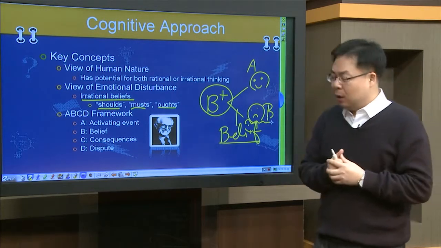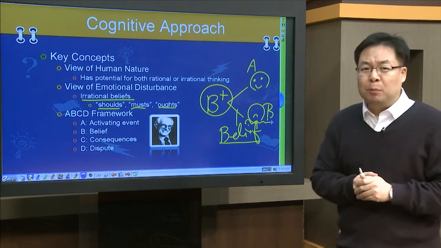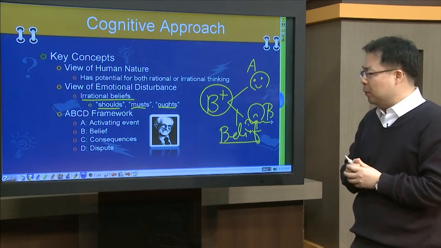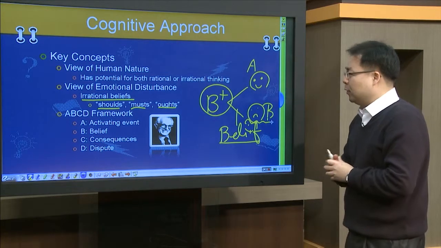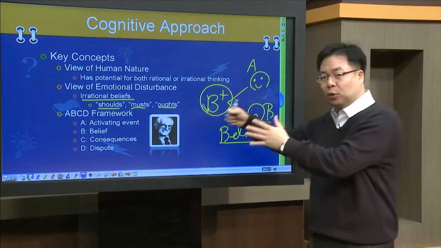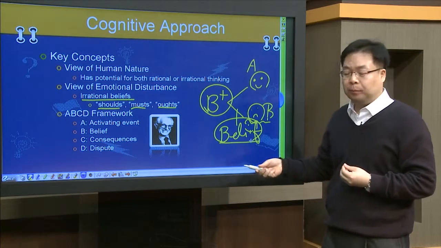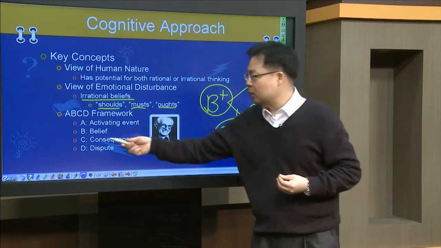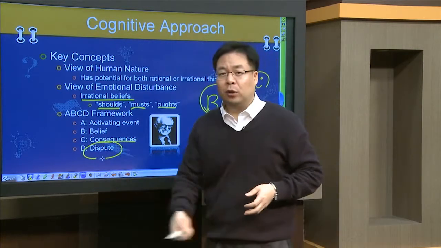So Ellis's approach is called rational emotive therapy, or rational emotive behavior therapy. It's called the ABCD theory framework. In this case, the B+ grade is the activating event because it stimulates their reaction. And they have their own belief. That's B. Based on the belief, they have different consequences, different emotions. That's the consequences. And D is the counselor's role.